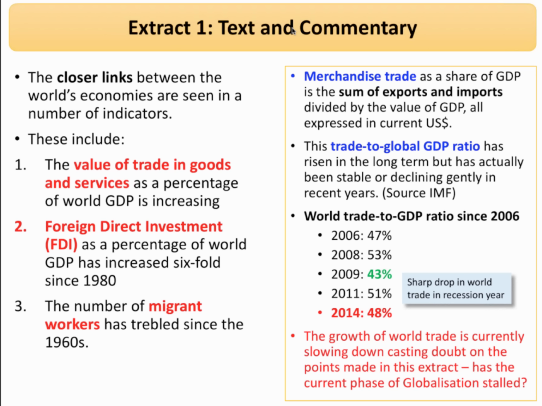Just to bring you up to date a little bit, the actual level of world trade in goods and services as a share of GDP has been rising, but it actually peaked in 2008, the year before the global recession. Since then, it's actually fallen. It fell very sharply in 2009, as you can see, from 53 to 43%. It recovered in 2011, but there are signs now actually that world trade is slowing down again. And some economists are saying that actually we've reached the end of peak globalization for the moment, at least.